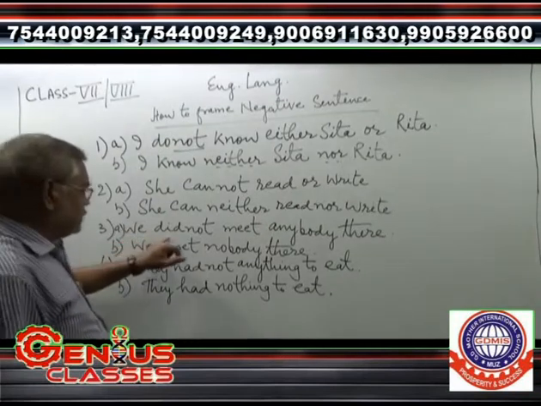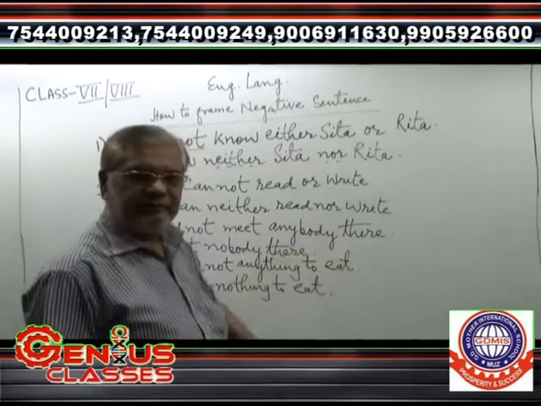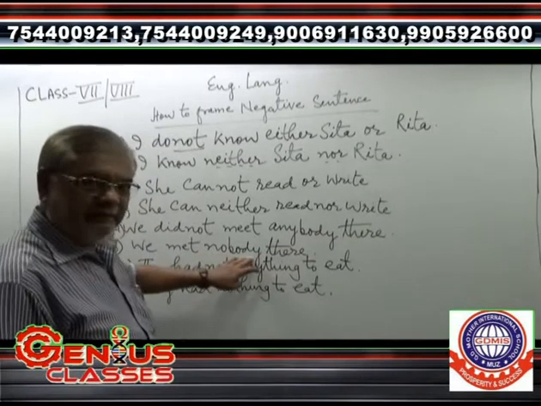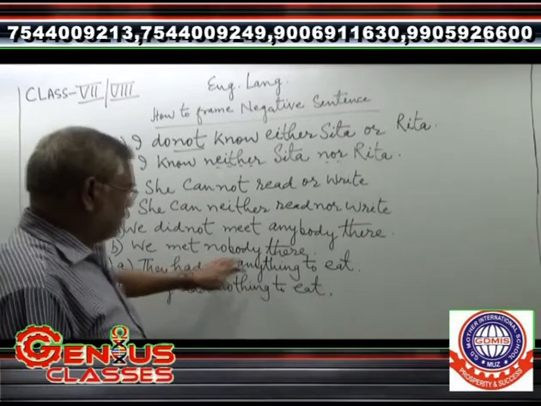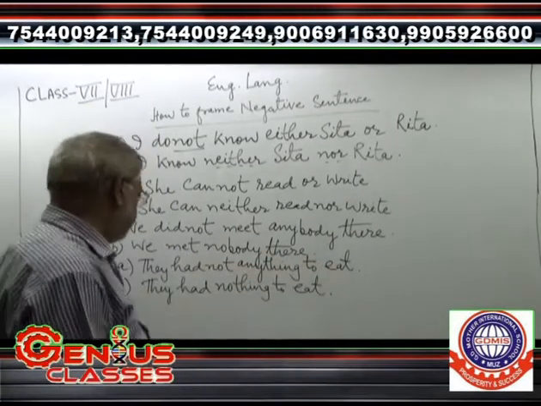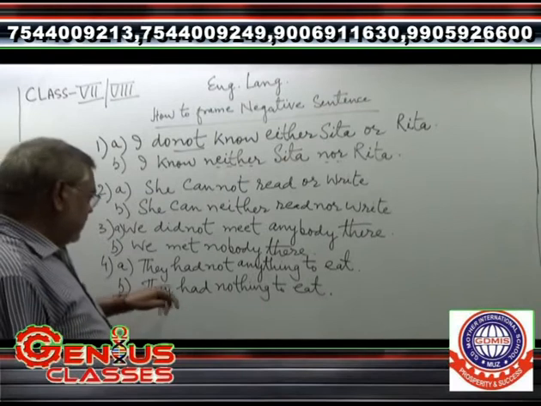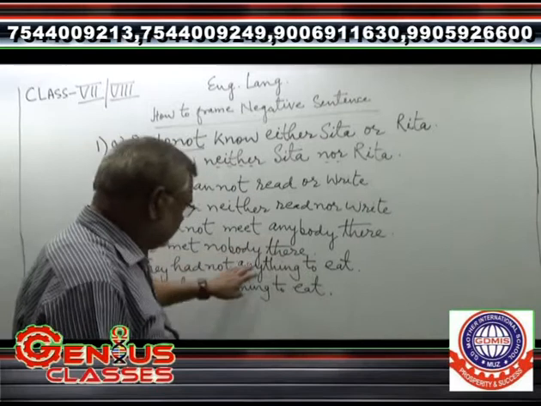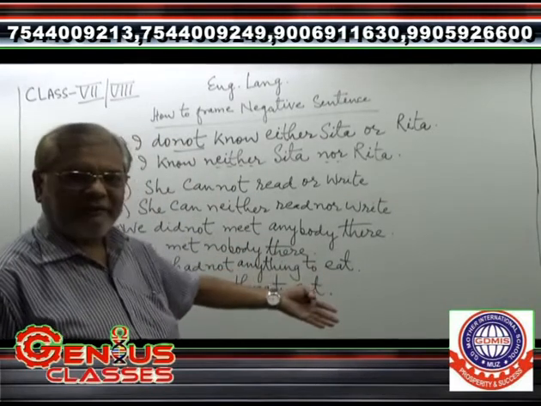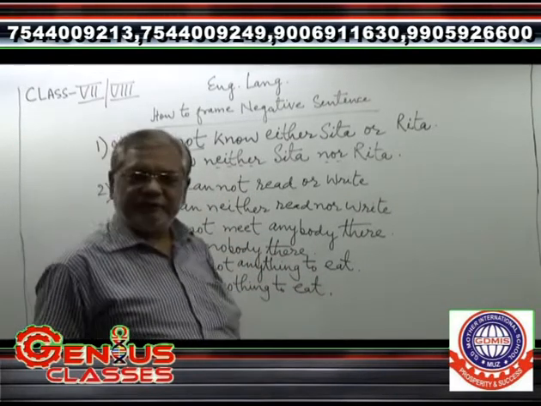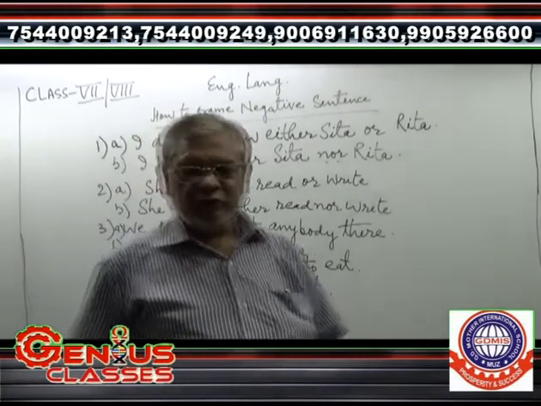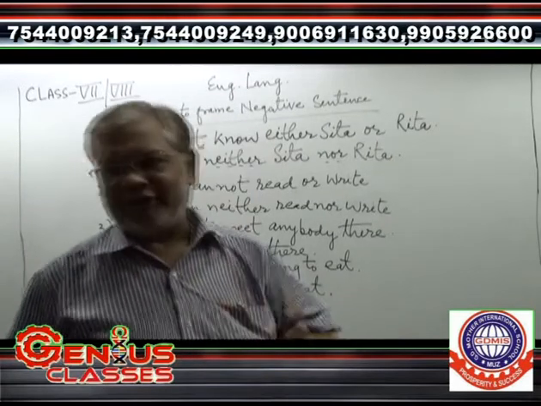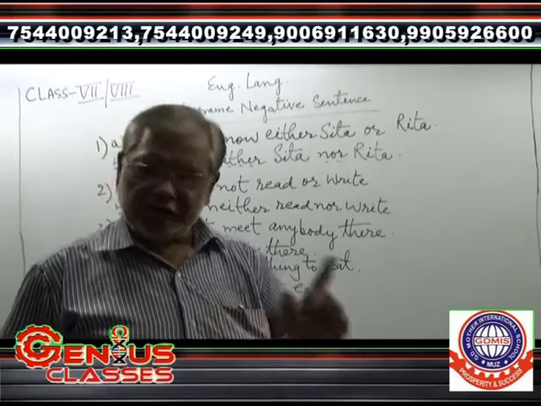Now, we did not meet anybody there. Here anybody changes into nobody, so we met nobody there. Now here, they had not anything to eat. So anything changes into nothing. If you are using these kinds of words to form a negative sentence, the word not is not written.